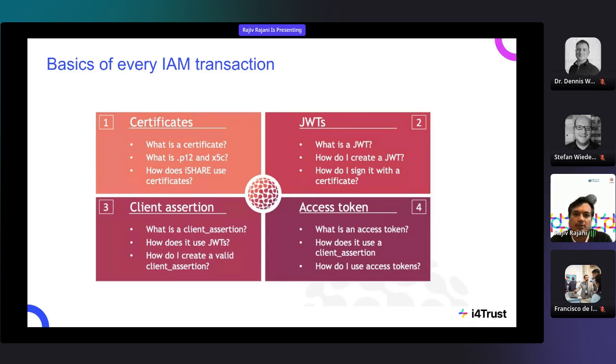So the four key elements that we will talk about are certificates, which basically means digital certificates; JWTs, of which I will only briefly introduce because JSON Web Tokens are generally known, and there is a lot of material available from the specification itself, so for further reading you can also refer to that; what we call a client assertion in iShare, what it is and when to use what; and an access token. So in the end, the IAM transaction, or data sharing transaction, can happen only once you have the token, right?